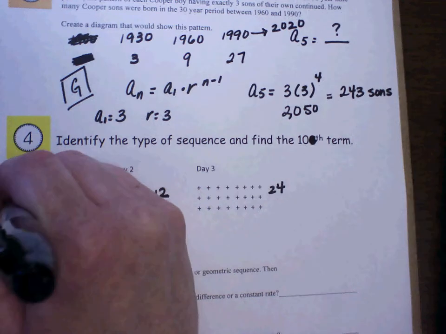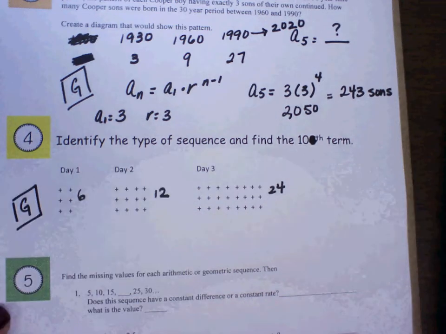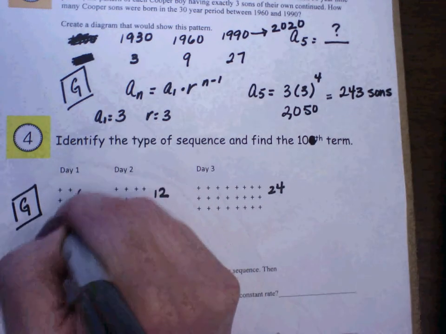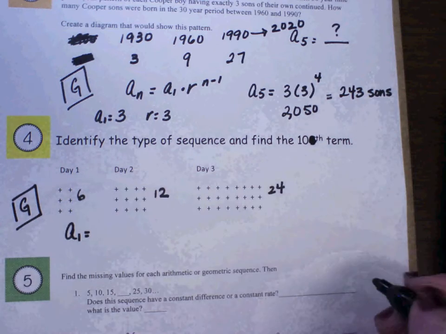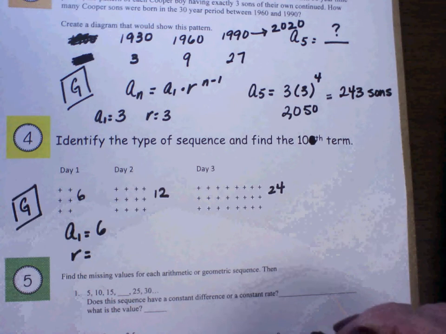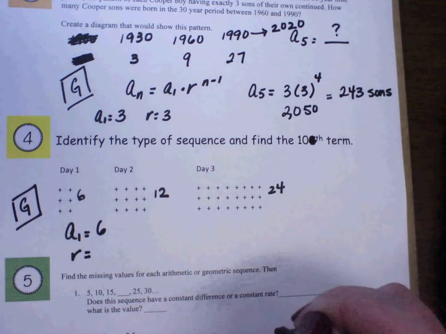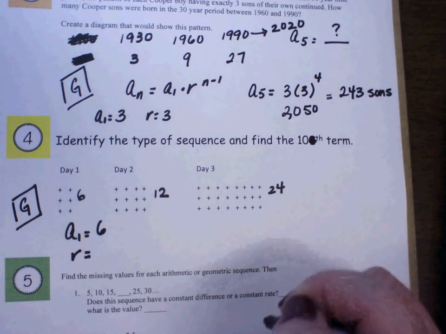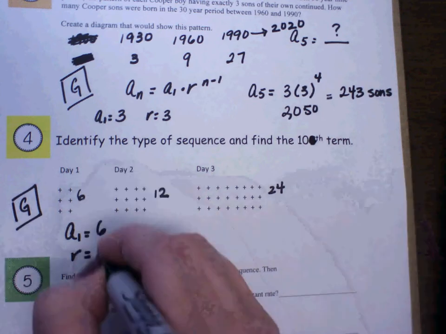So what's my A1? It's 6. What's my common factor, or my common ratio? It would be 2. All right, so I want the 10th term. That would be A of what?